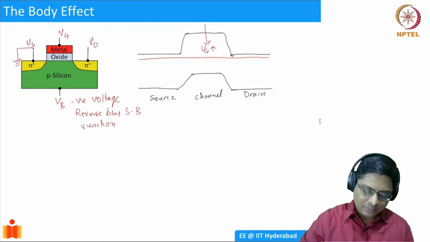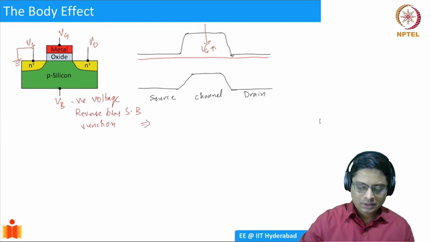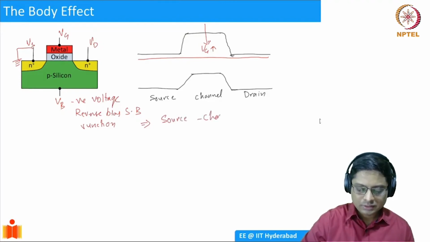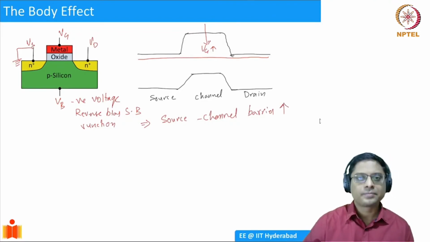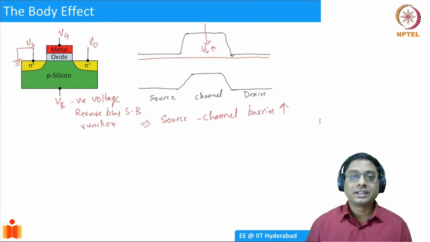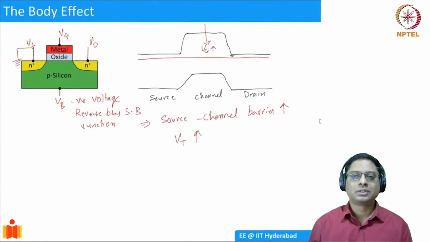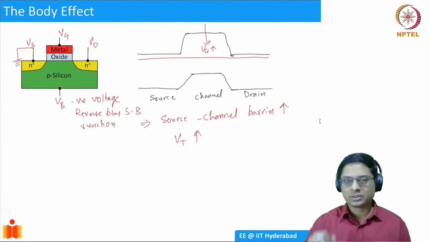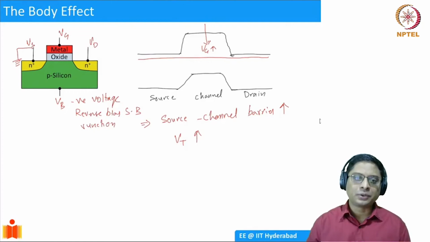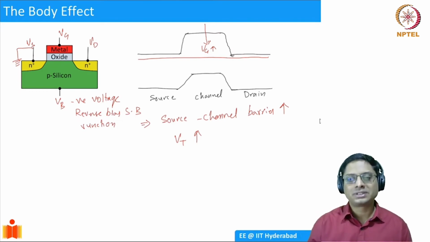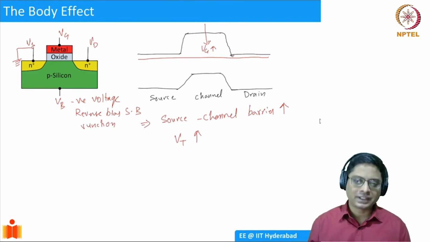So when you reverse bias, the source channel barrier becomes larger. Source channel barrier increases. When the barrier increases, gate has to work harder, right? So VT increases so that we get the same level of current flow. So in a way, by using my fourth terminal, which is a bulk voltage, if I apply a negative voltage for an NMOS transistor so that I reverse bias my source bulk junction, then I'll increase the barrier for the electrons, and because of that the VT has to be larger. Okay, and this effect is known as body effect.